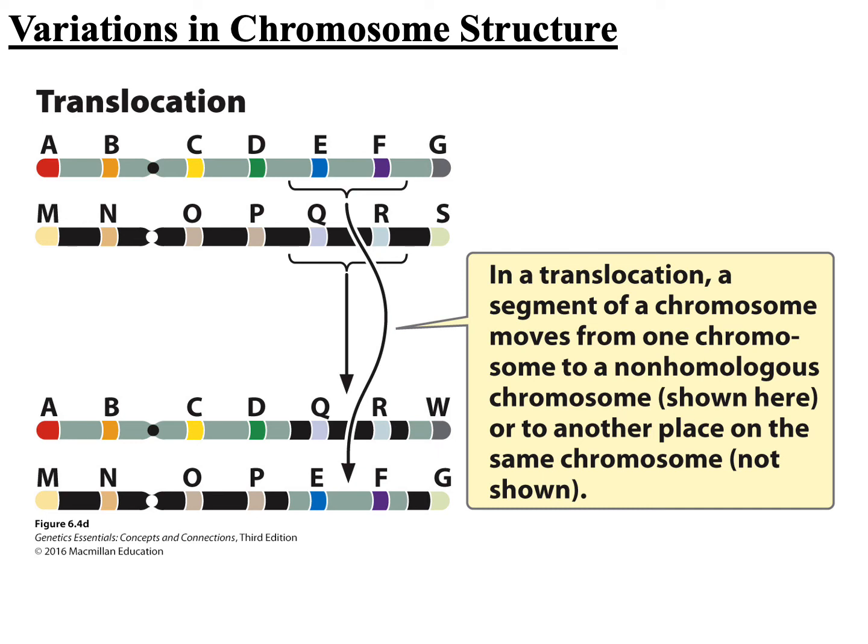So in this figure, what you're looking at is a chromosome that has genes A through G, and a separate distinct chromosome that has genes M through S. These are not homologous chromosomes because they have different genes located on them. They are in fact 2 distinct chromosomes overall. In this example, the translocation is where you have genes E and F and genes Q and R basically flip-flopped from one another.